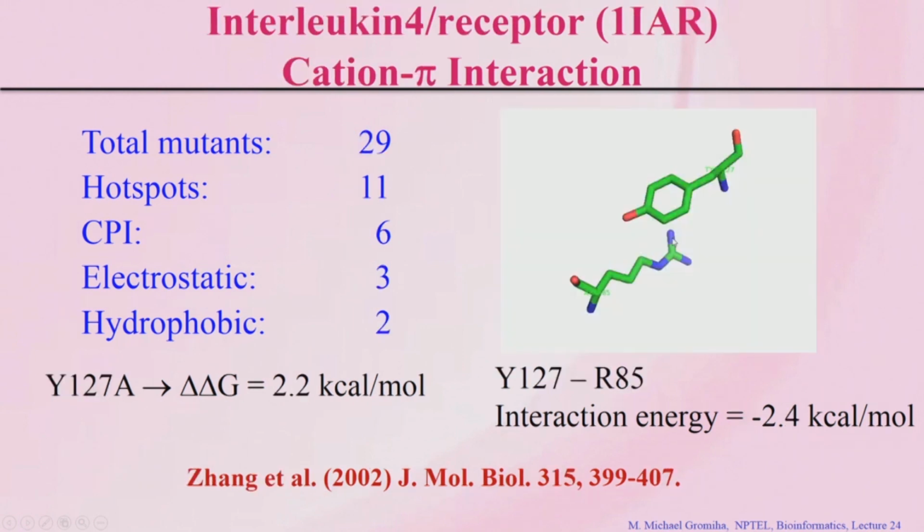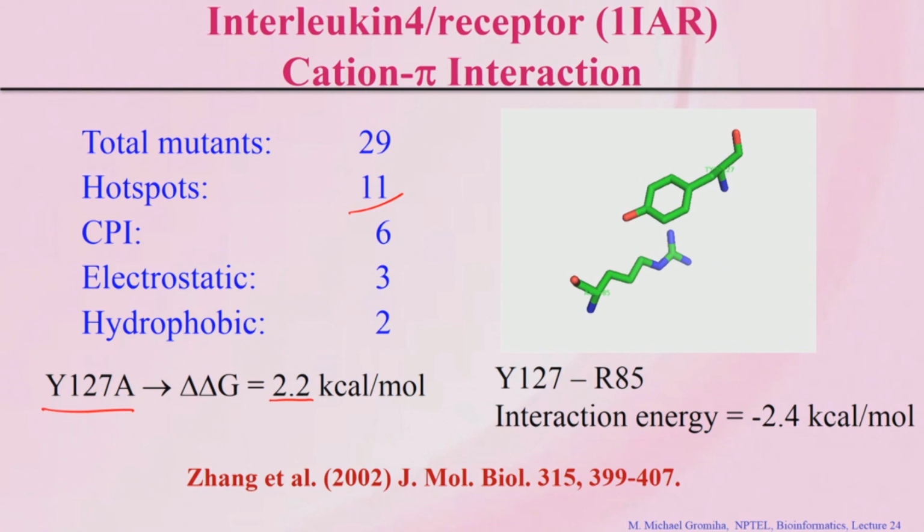I show another example. This was the cation pi interactions. Here Zhang et al. analyzed 29 different mutants. Among the 29 mutants, 11 mutants were identified as hotspots, and 6 are cation pi interaction forming residues, 3 are electrostatic interaction forming residues, that means charged residues. They mutated Y127A. In this case the free energy changed by 2.2 kilocalorie per mole, that means they also identified it as a hotspot residue.